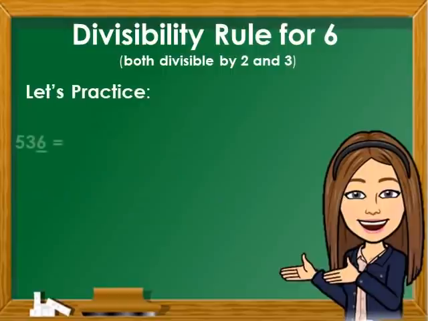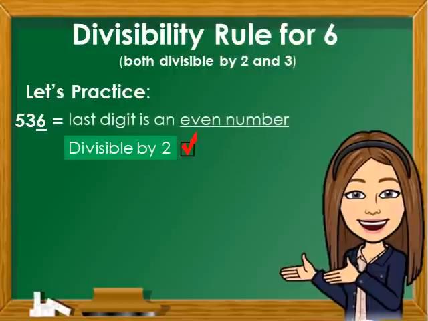Let's practice. We will test if the given number is both divisible by 2 and 3. 536. The ones place or last digit of 536 is 6, which is an even number. So 536 is divisible by 2.